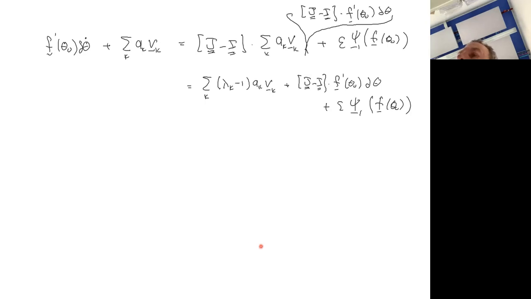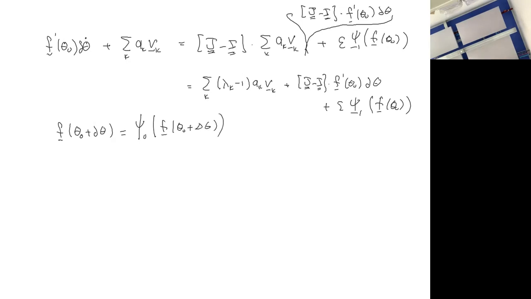This term here turns out to be 0. And the way that we can see that is, remember that f of theta naught plus delta theta equals psi naught of f of theta naught plus delta theta.